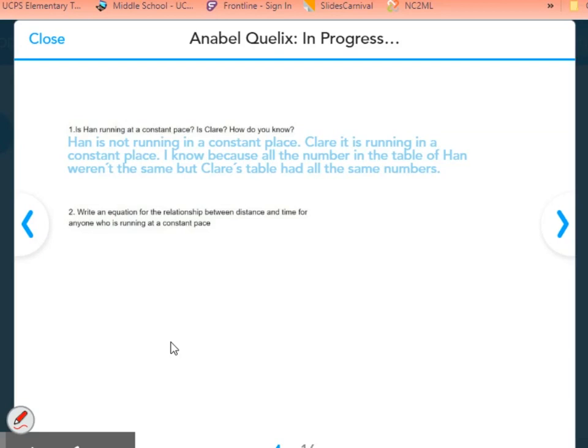So it says, is Han running at a constant pace? Annabelle wrote, Han is not running at a constant pace. Claire is running at a constant pace. So remember, we looked at those two tables. In the first one, our numbers were all different. In the second one, our numbers were all the same. So how do you know?